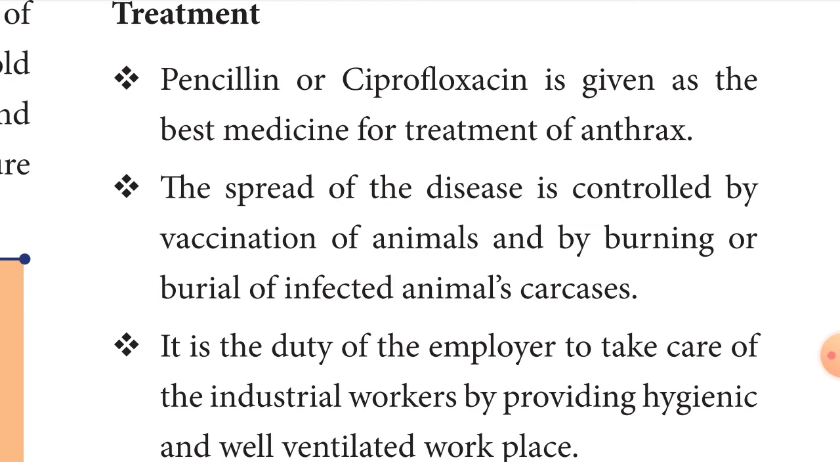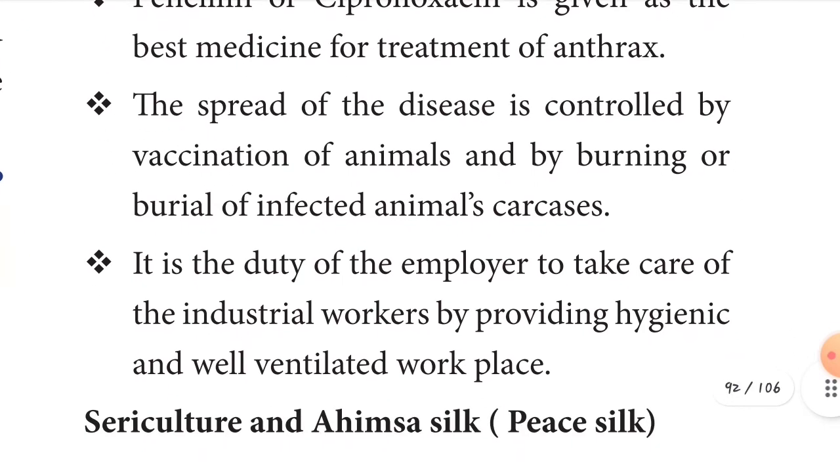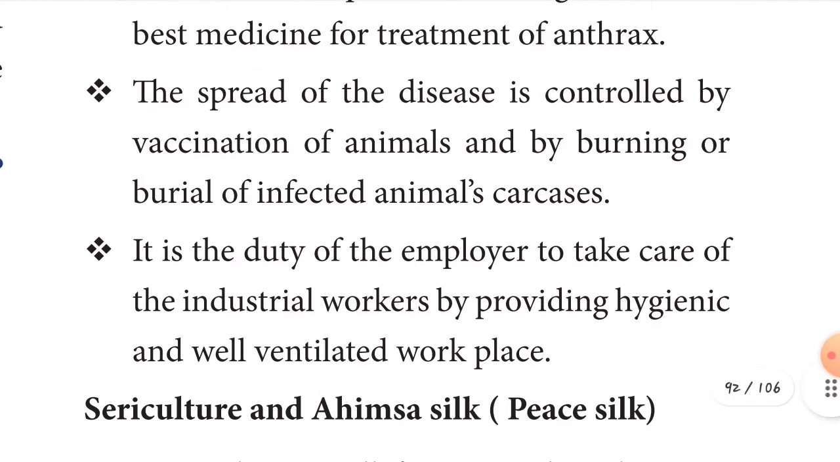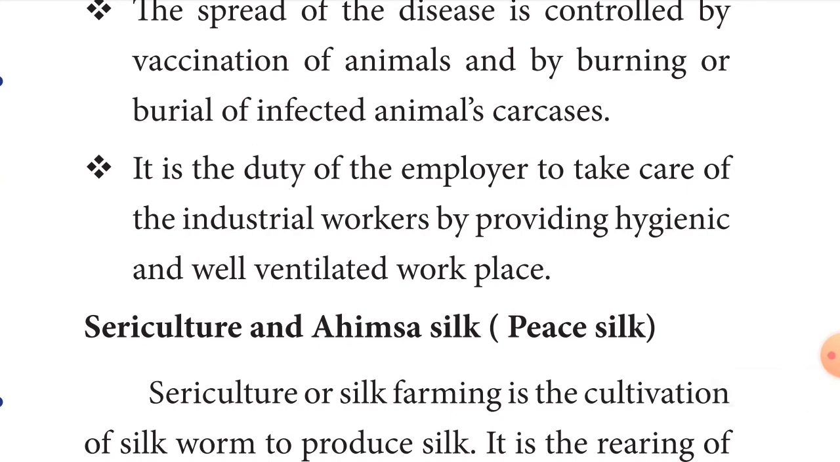The spread of the disease is controlled by the vaccination of animals and by the burning or burial of infected animal carcasses. Nowadays coronavirus, Delta, Omicron and many viruses are spreading, children. So taking vaccination is very important, children. It is the duty of the employers to take care of their industrial workers by providing hygienic and well ventilated workplaces.